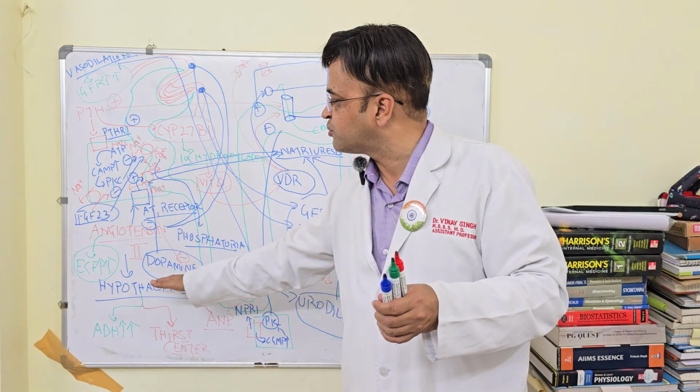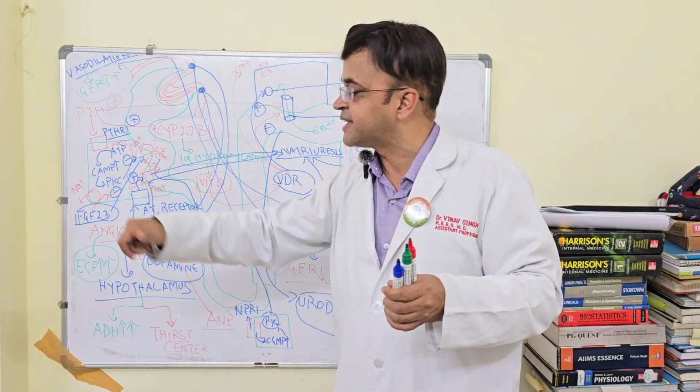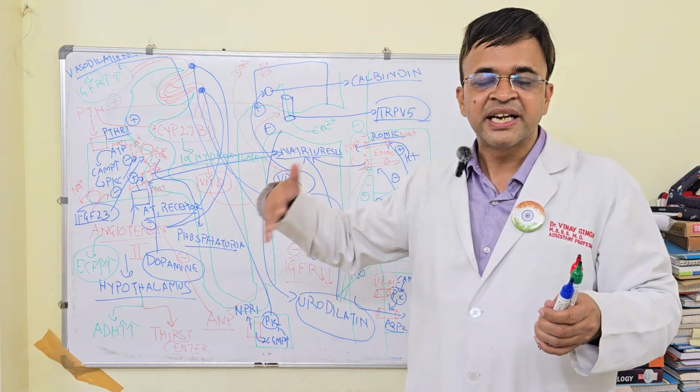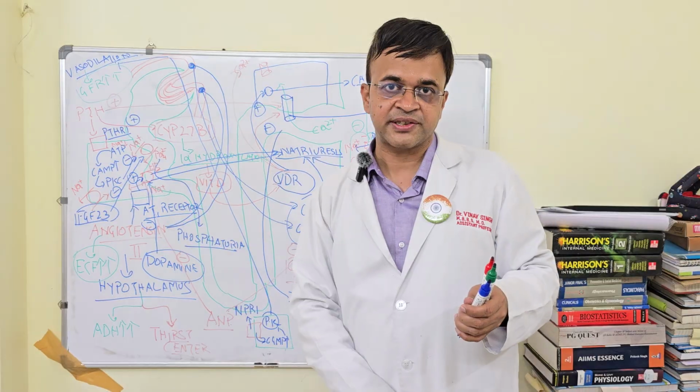Apart from that, you have a hormone called dopamine. It will inhibit your sodium hydrogen exchanger. So more sodium will be excreted out in urine. It will lead to natriuresis.